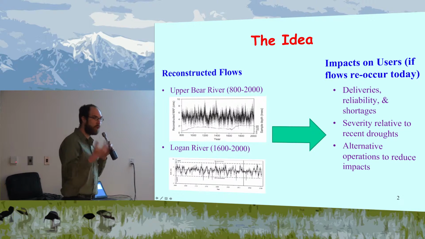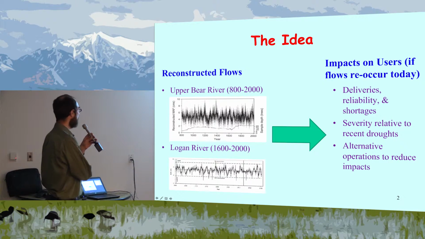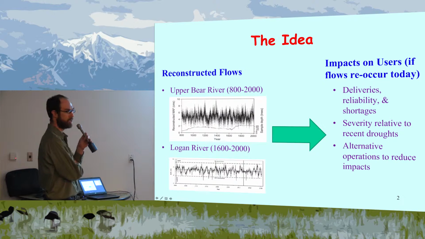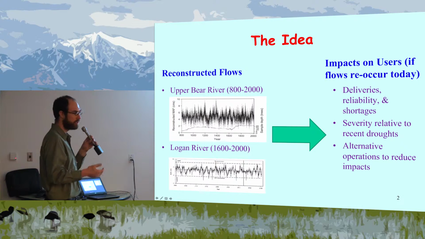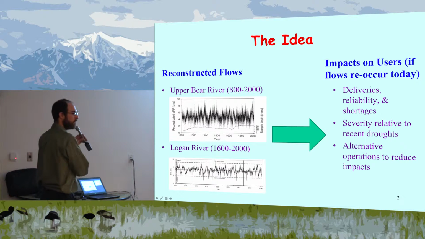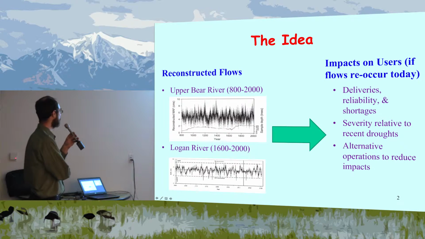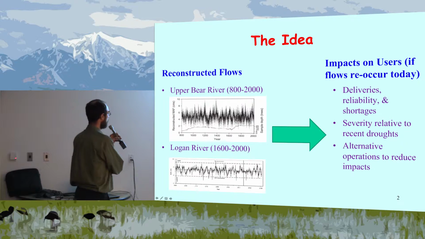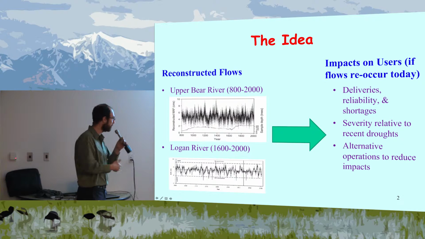And to translate what those flows might mean in terms of impacts on users, if those droughts were to reoccur today. For example, what would be the delivery to urban and agricultural water users? What would be the reliability of those deliveries? How much shortage would people face?